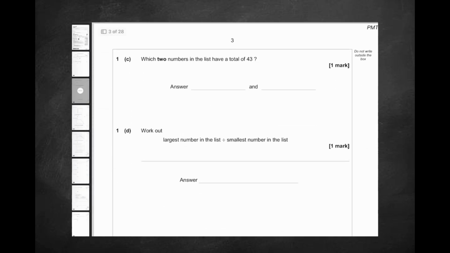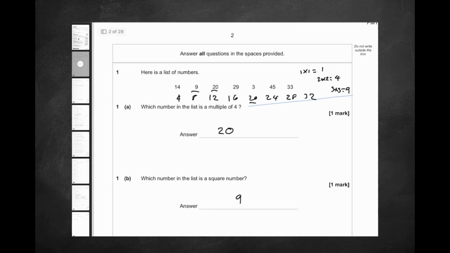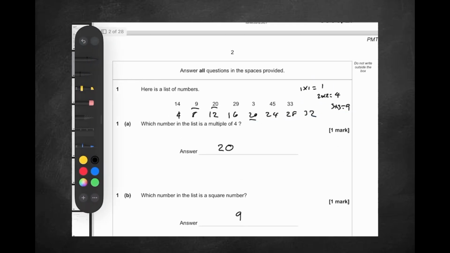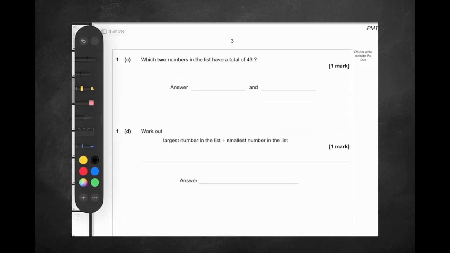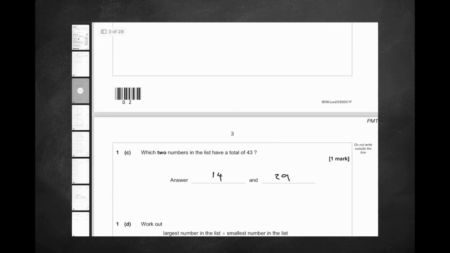Part C. Which two numbers in the list have a total of 43? So if we add up 14 and 9, we get 23. If we add up 14 and 20, we get 34. If we add up 14 and 29, we get 43. So our answer is 14 and 29.